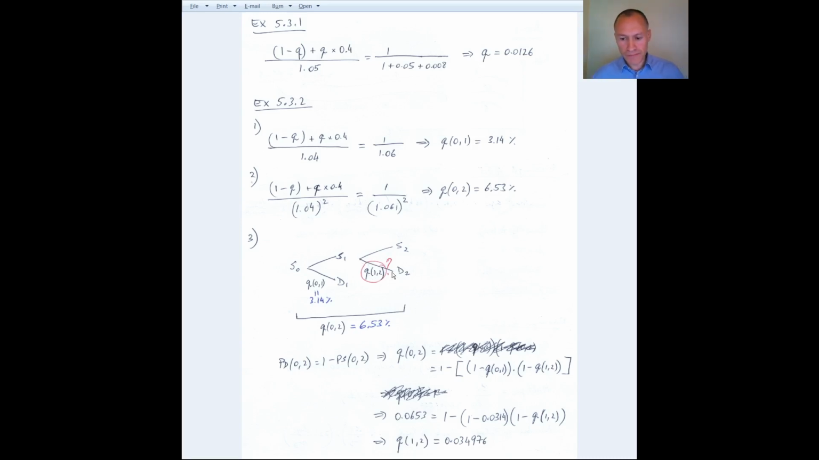2, okay? So how do I get this? Well, I know that the probability of default at any point between 0 and 2, this number here, is equal to 1 minus the probability of surviving, which is this top branch here, right? So using this notation, Q02 is equal to 1 minus the probability of the top branch, which is 1 minus Q01, 1 minus Q12, right? This top branch here. So replacing by the numbers we have, 6.53, 3.14, which is this one here, and leaves me just this unknown that I need. And that turns out to be this number, okay? So that's this probability here.